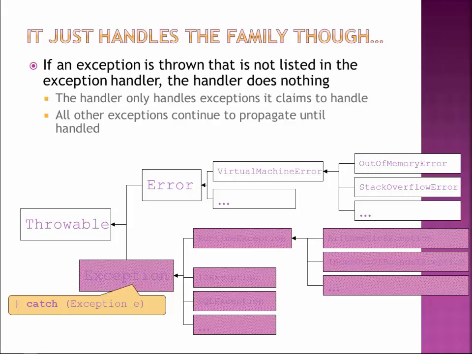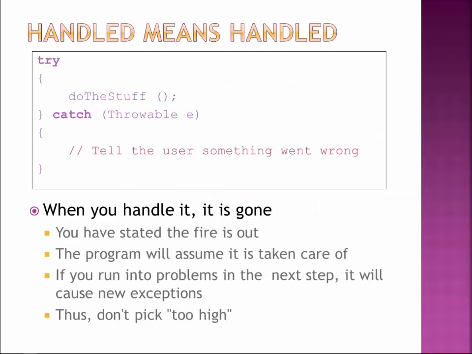But remember, it just handles that family. So when I set up that family, if something goes outside of that family, such as like an out of memory error, I don't handle that. That's both a positive and a negative, depending on how you look at it. It means I can very customize, surgically handle certain things, but it also means that I might have to have multiple handlers to deal with multiple things that are going on, especially if they're not related closely.